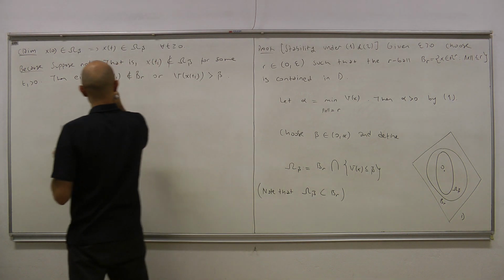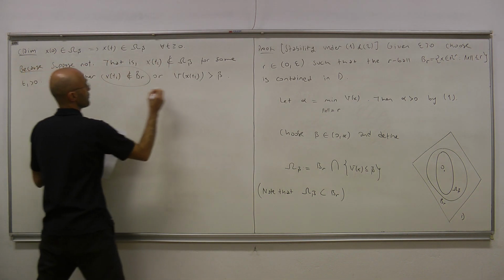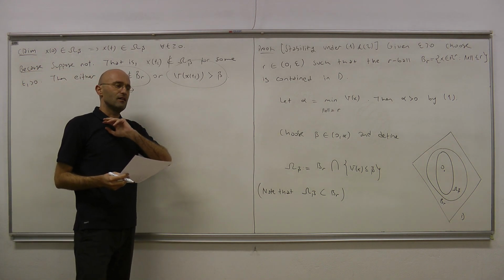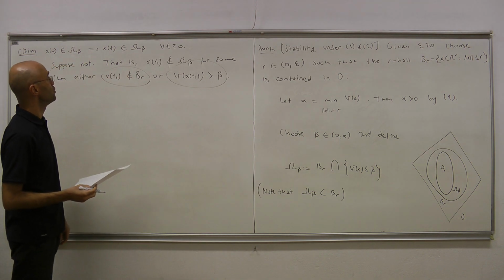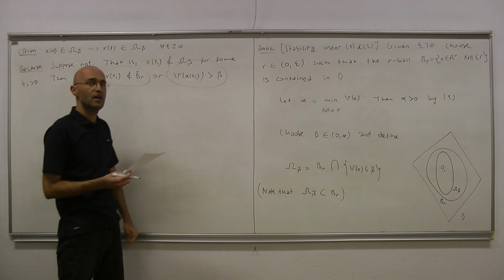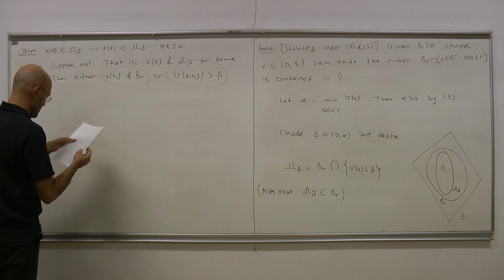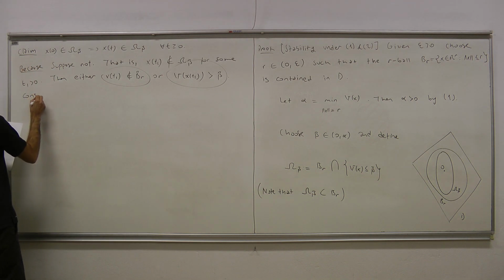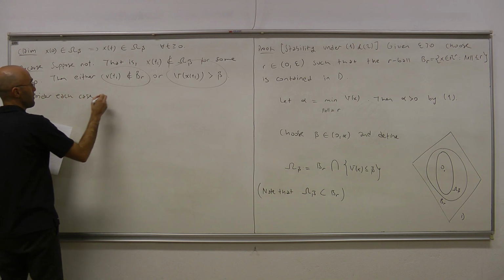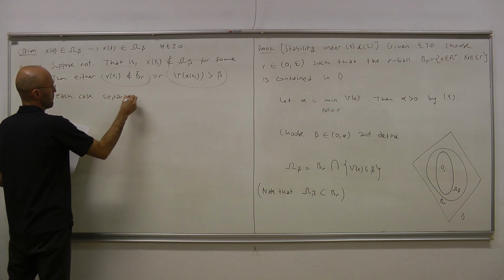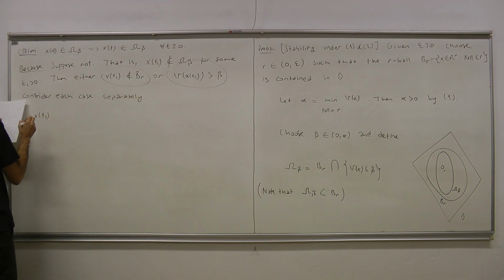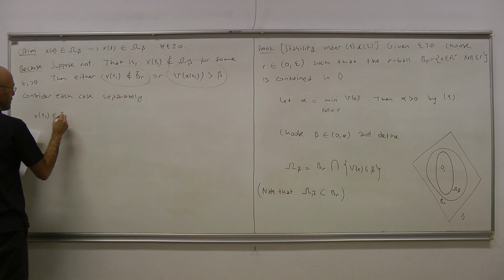Okay, now what we're going to do is consider each of these cases separately, and we're going to see that neither of them can be true, and as a result, by contradiction, we will have proven our claim. Okay, so consider each case separately. The first case is that x of t1 does not belong to B_R.